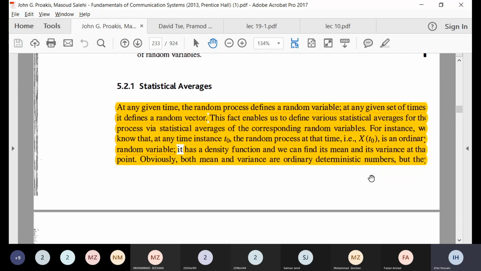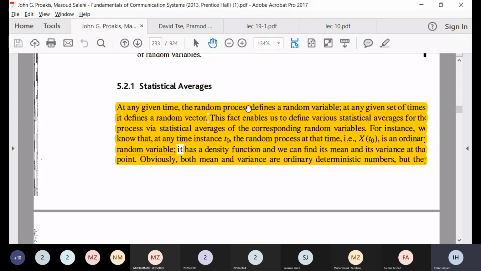Next concept that we have to understand are the averages, especially the statistical averages. So you all know about mean and variance. We will build on those averages. We will try to have the mean of the random process. Similarly, we will try to see the autocorrelation of the random process. Now, how can they be defined?